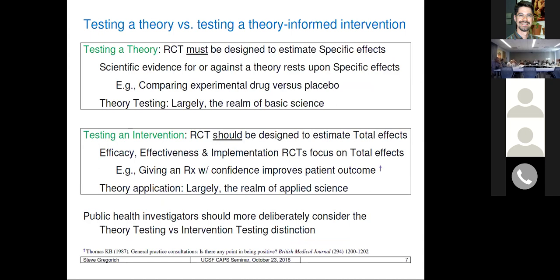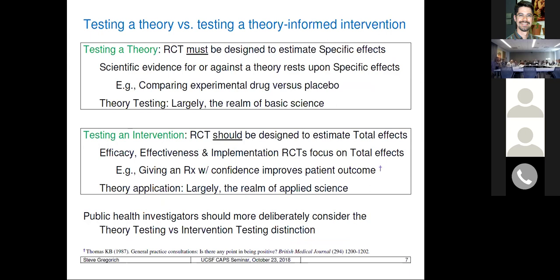Testing a theory-informed intervention is different. It's applied science. I think that an RCT in this realm should be designed to estimate total effects, not specific effects. And as far as I can tell, efficacy, effectiveness, and implementation RCTs focus on total effects. Now there's some blurring that happens in the scientific community.